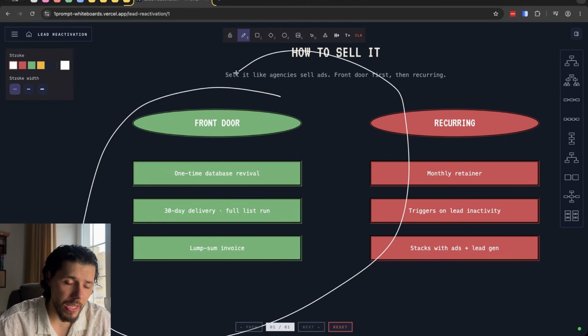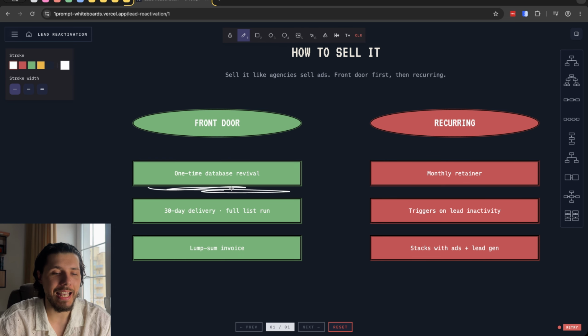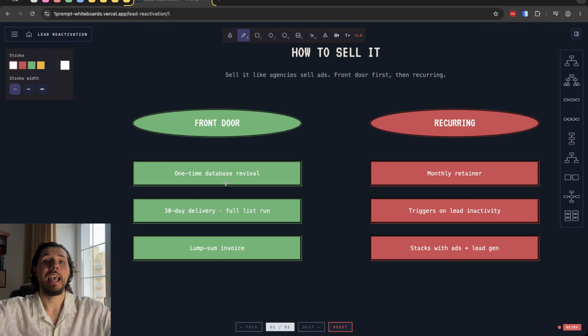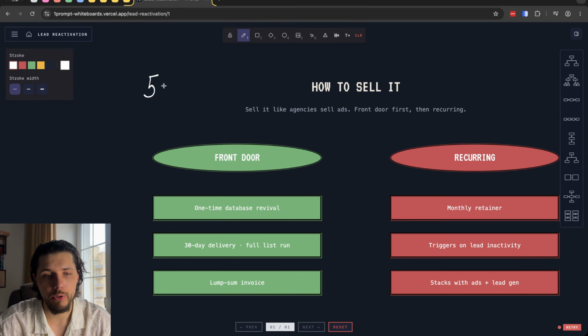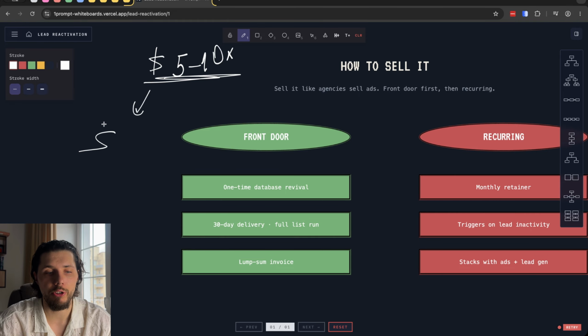And I am more inclined to recommend you this system as a front door opener, because usually, again, it depends on the business. There's going to be a one-time build, a one-time reactivation where you run the entire list within a month, and then have, let's say, a $5 to $10,000 invoice for the actual build that you are going to charge, plus let's say you're going to be charging $100 to $300 per reactivated lead.